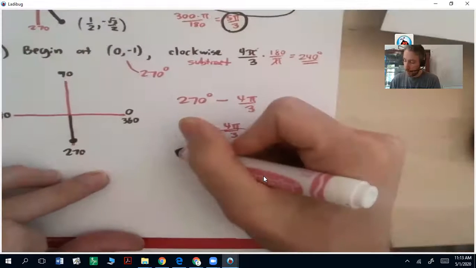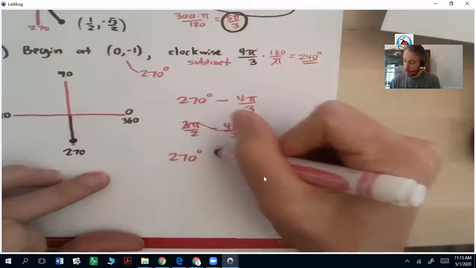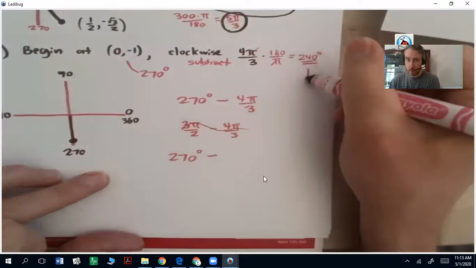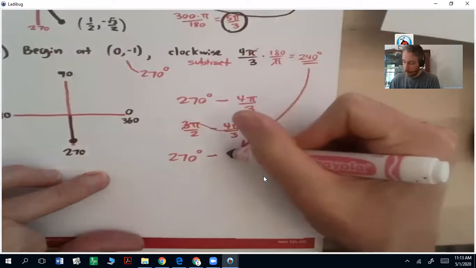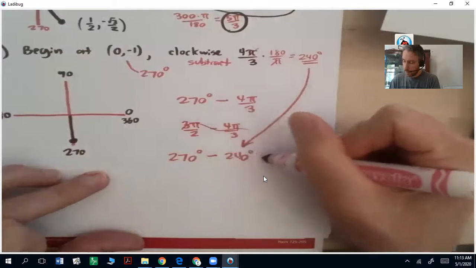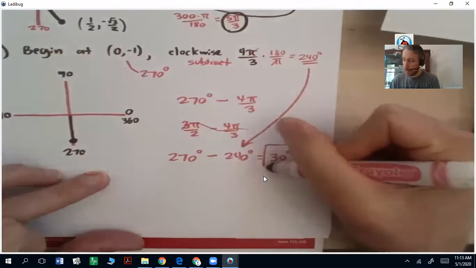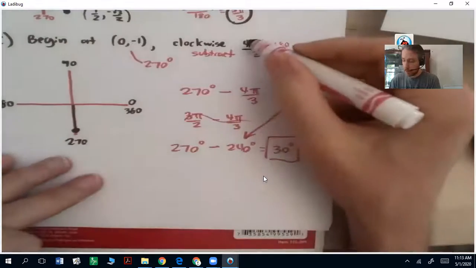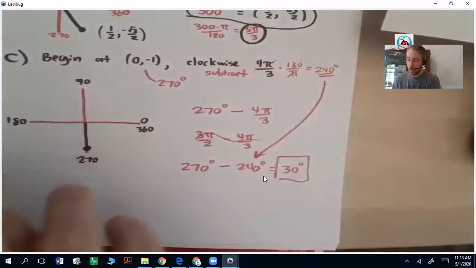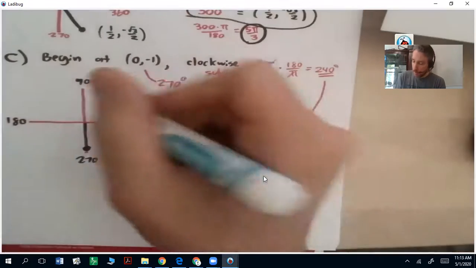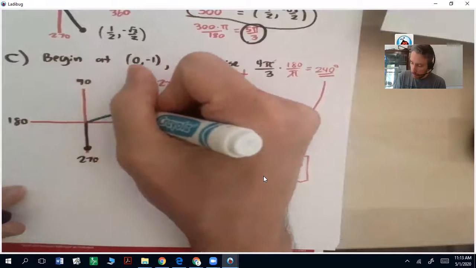So let's do it that way. 270 degrees minus, now that we have 240, we're going to bring that down here. And that's going to be 30 degrees. There's your angle. But we want it in a radian in this case since it started at 4 pi over 3. So if we think about where 30 degrees is, it's going to be right over here.